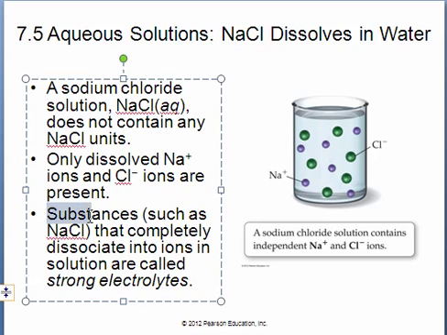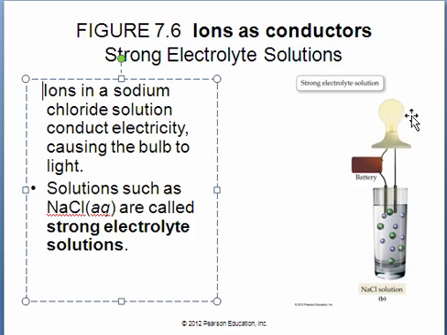Now, substances such as sodium chloride that completely dissociate into ions are known as strong electrolytes. Here is a picture of a setup that is often used to identify strong electrolytes. And there's actually a video clip from YouTube that I have lower down in the block that you can look at. It looks like a chemistry professor actually performing this type of experiment. It is a light bulb that is attached to a power source such as a battery, and it has two electrodes. When these two electrodes are immersed in a solution that has dissolved ions, like sodium chloride, the ions allow electricity to go between the two electrodes, and the light bulb lights up.